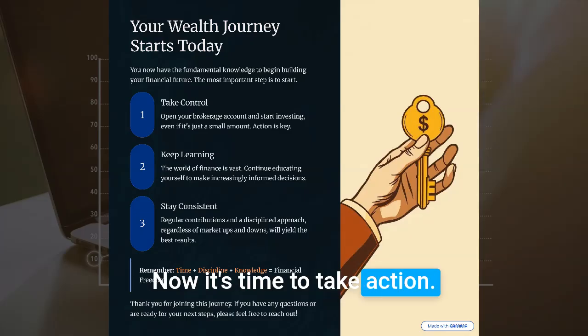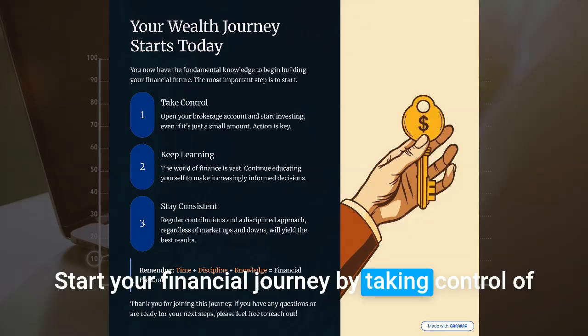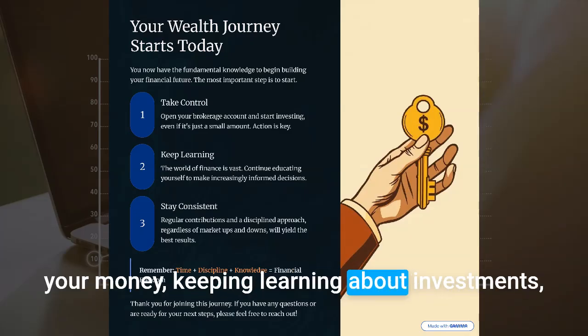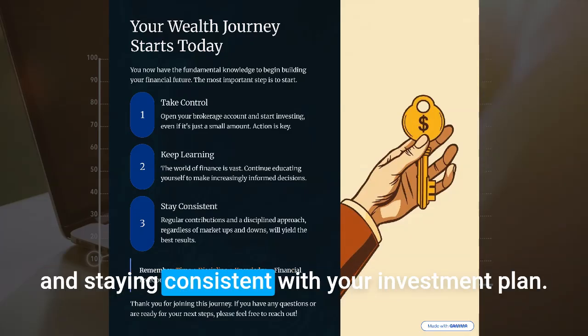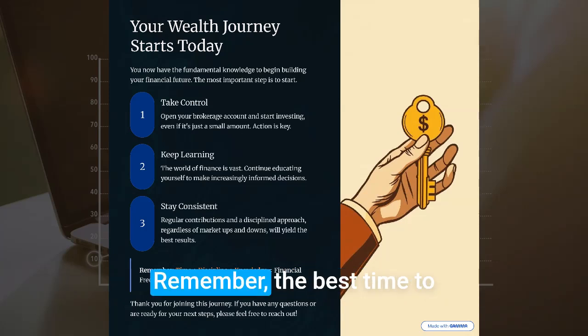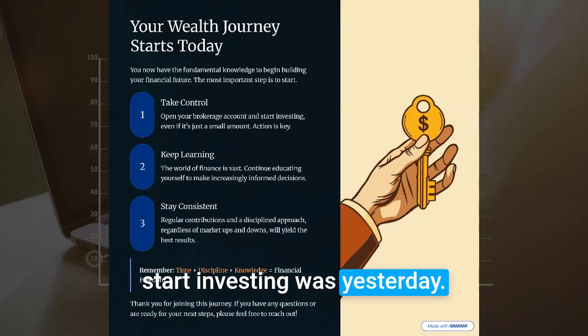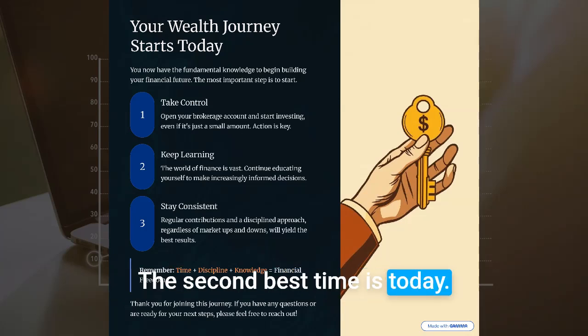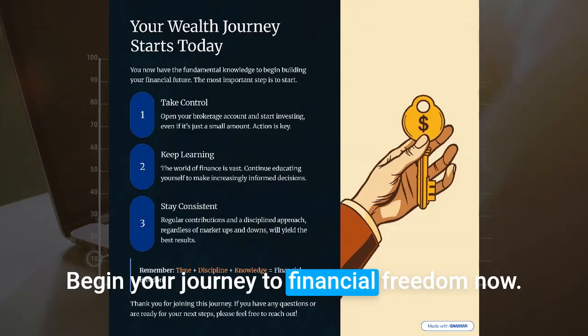Now it's time to take action. Start your financial journey by taking control of your money, continuing to learn about investments, and staying consistent with your investment plan. Remember, the best time to start investing was yesterday. The second best time is today. Begin your journey to financial freedom now.